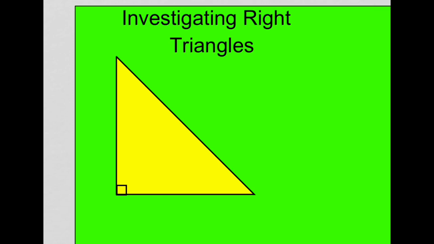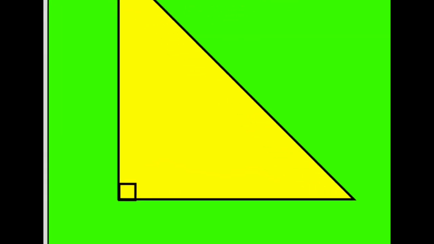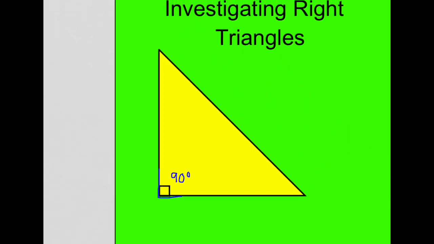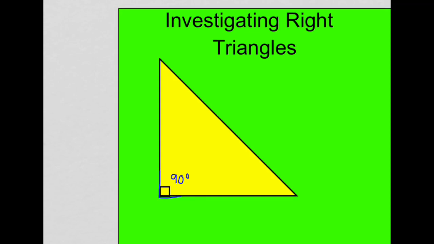Now what I have here is a right triangle. A right triangle is a triangle with a 90-degree angle. Now a 90-degree angle is on this triangle down here, and normally they're indicated because they have a little square in the corner. And that angle would be 90 degrees. Now, what does 90 degrees mean? It means that that angle makes an L shape. So a right triangle has one 90-degree angle.